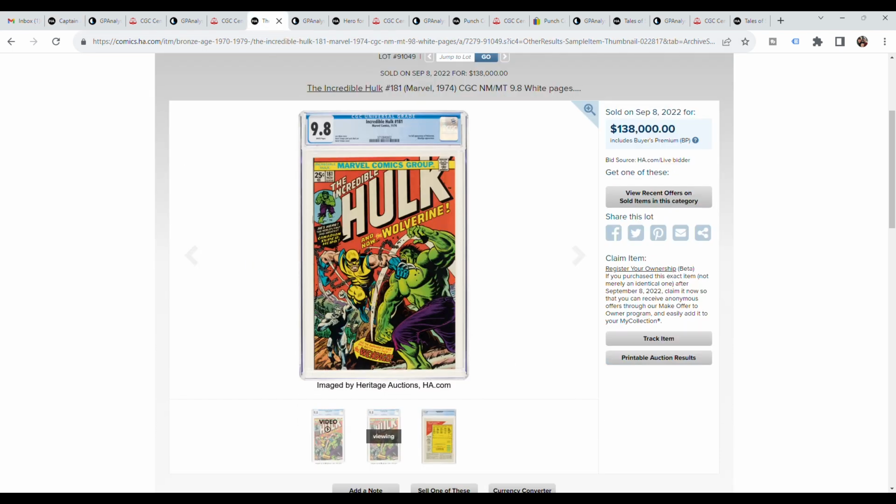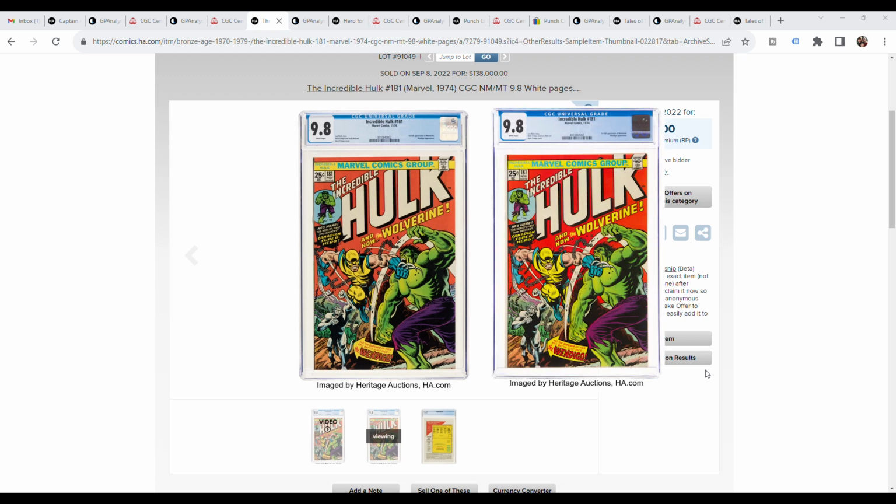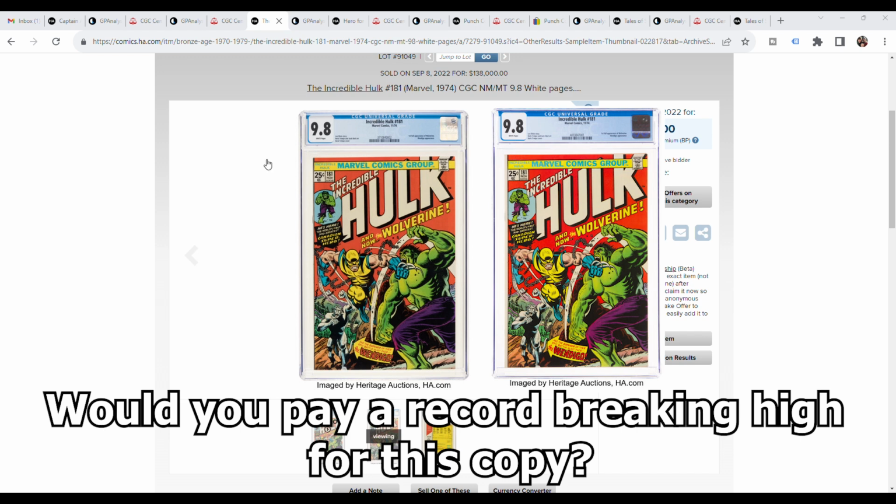One thing that doesn't make sense to me is that this particular copy broke the record. This is not a good presenting copy. This is a very weak color strike. The cover appears orange. It's not supposed to look orange. It's supposed to look red. And so I'm just absolutely shocked. Here you can see this is the sale that was $102,000 just a few months ago, and this is the sale that broke the record.